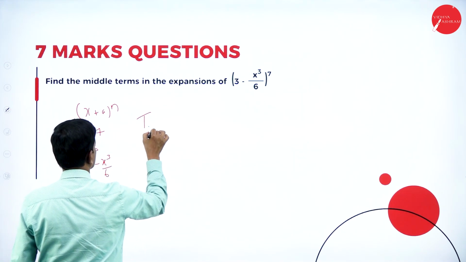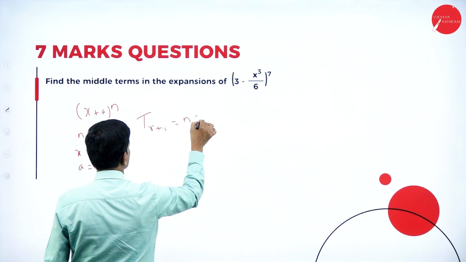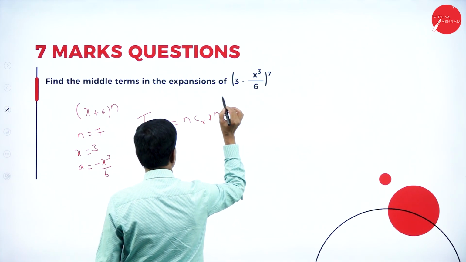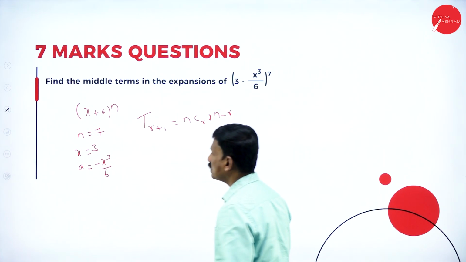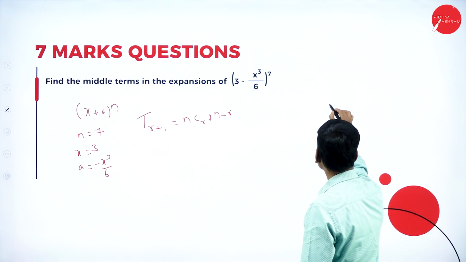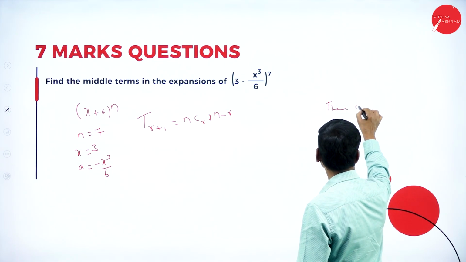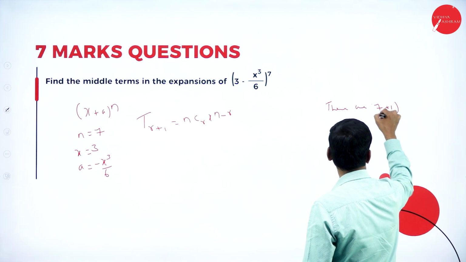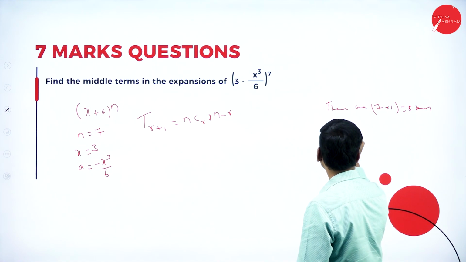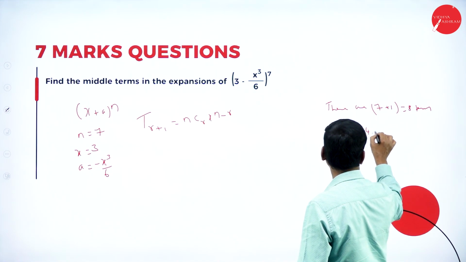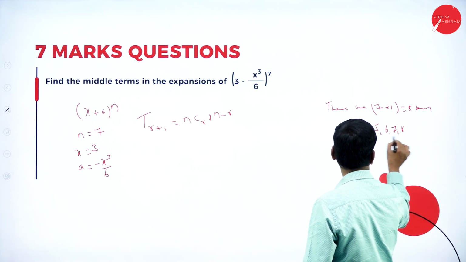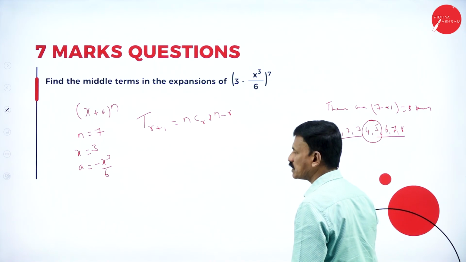We know the general term T(r+1) is equal to nCr x to the power of n minus r a to the power of r, right? This is the formula. To find the middle term, how many terms are there? Since n is 7, there are 7 plus 1, 8 terms. In 8 terms, find out the middle term: 1, 2, 3, 4, 5, 6, 7, 8. So you will get 2 middle terms.